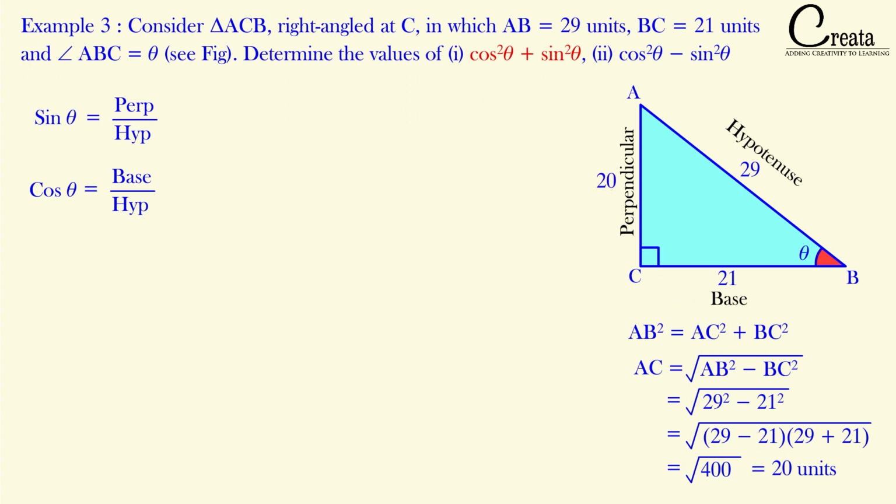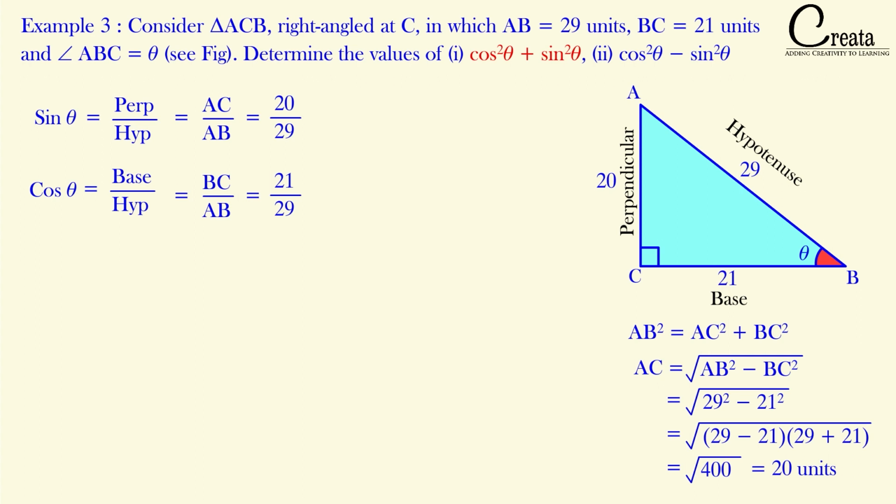Now we got all the three trigonometric sides of this triangle: perpendicular, base and hypotenuse. Now we can find any of the trigonometric ratios. Let's find sin theta, which is perpendicular over hypotenuse, that is AC upon AB, which is 20 upon 29. Let's move to cos theta, which is base upon hypotenuse, which is BC upon AB. BC is 21, AB is 29. We got cos theta as 21 upon 29.